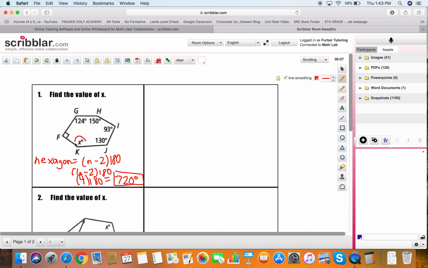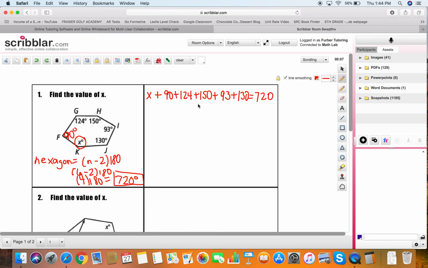But there's one angle that we're trying to find the missing angle for, okay? Now this one right here, we don't have a measurement written, but if there's a circle or a square right there, you know that's a 90-degree angle. So we know all of them except for this x. To find x, I am going to set up an equation, because all of the angles together, x plus 90 plus 124 plus 150 plus 93 plus 130 add up to 720 degrees.